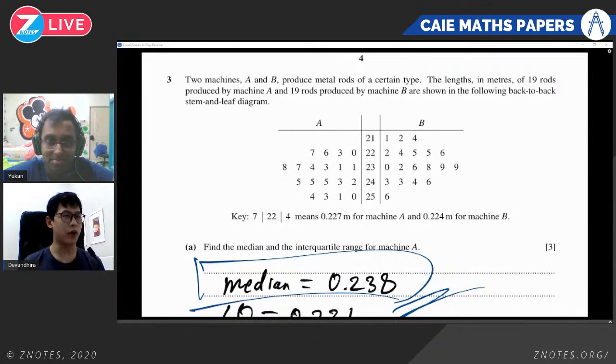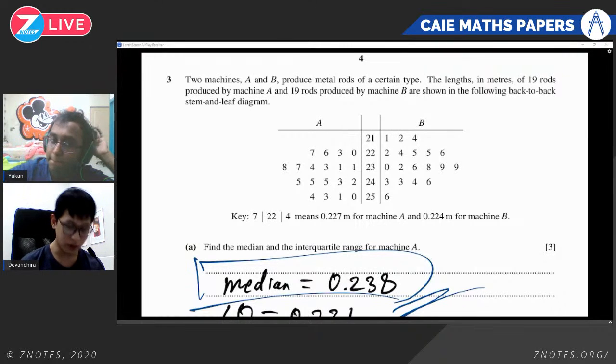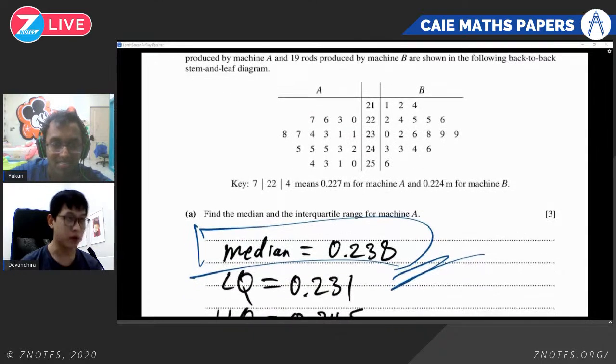So how can we find the upper quartile or the lower quartile? Let's say the lower quartile first. That would be the first five values, because 19 plus 1 divided by 4 is 5. So it's the fifth value from the lowest. We have 1, 2, 3, 4, and 5. So our lower quartile is basically 0.1.